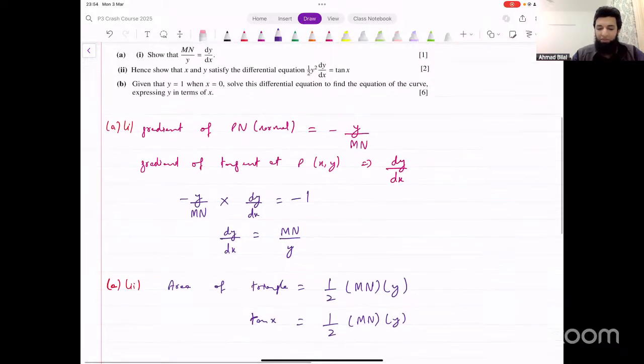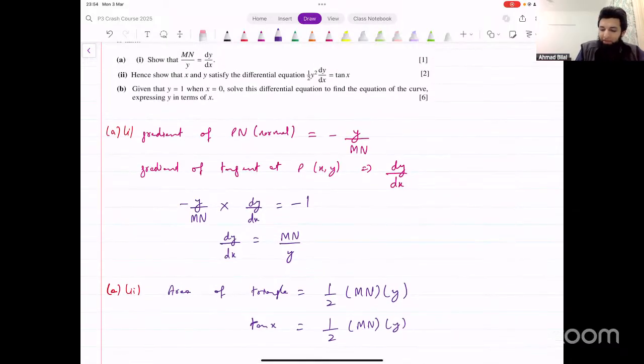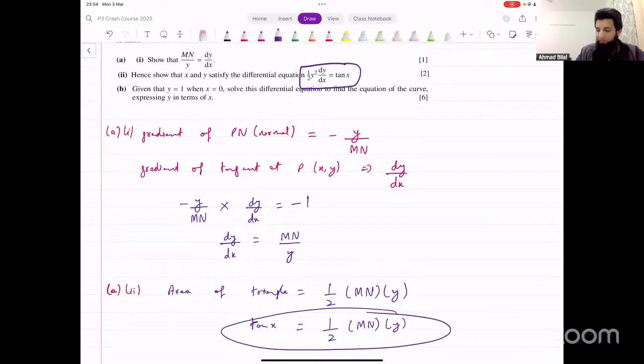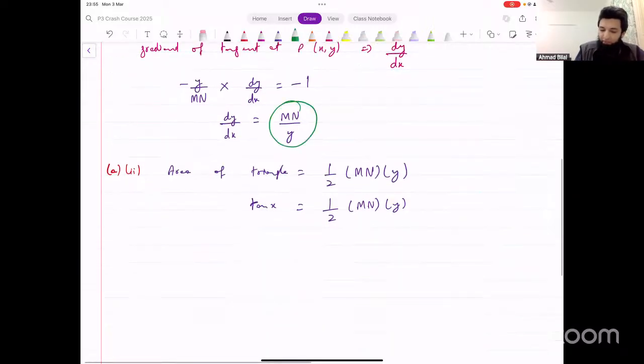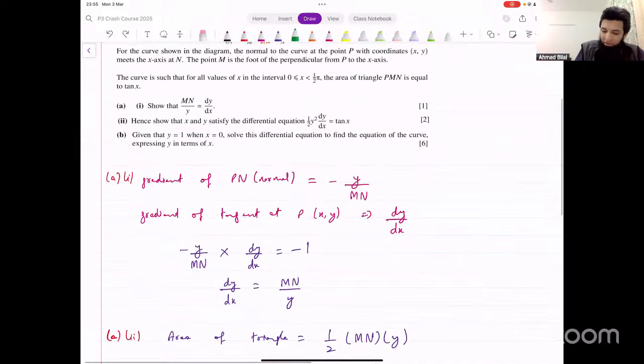Now we have to show that x and y satisfy this differential equation. There's no dy over dx in this, but remember what they made us prove in the first part: MN over y equals dy over dx. In the form that they want, there's no MN in this equation, so we can eliminate MN. From this equation, what is MN equal to? It's y into dy over dx, right?